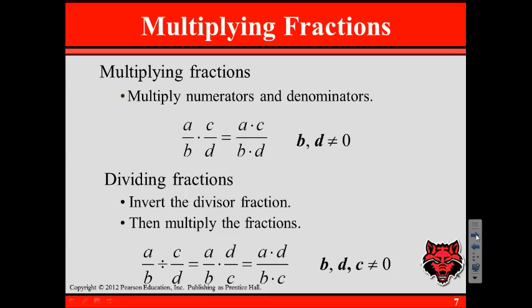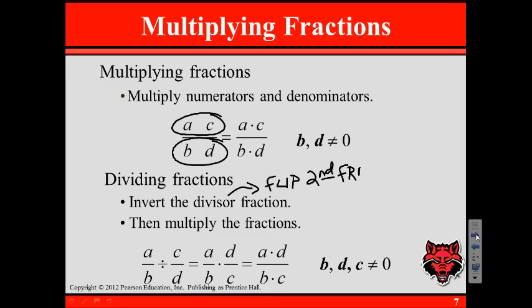Now let's move on to multiplying and dividing fractions. In order to multiply fractions, we simply multiply the numerators together, straight across on top, and we multiply the denominators together, straight across on bottom. Dividing fractions is very similar with one extra step. We have to invert the divisor. Basically what this means is flip the second fraction.